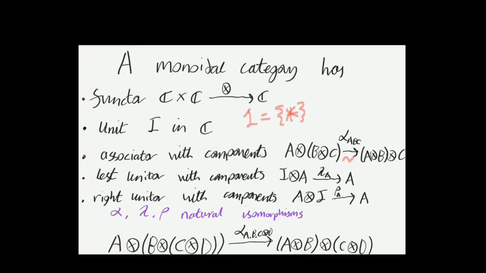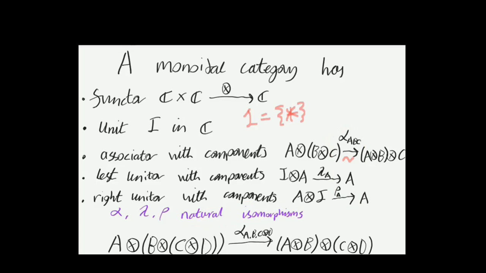And we similarly have this right unitor, which gets rid of a unit on the right hand side. And so we have this data, which is really what a monoidal category consists of, and we want this data to satisfy certain conditions. In particular, we want alpha, lambda, and rho, the associator, left unitor, and right unitor, to all be natural isomorphisms, so these would be describing their components. They have to satisfy this naturality condition.